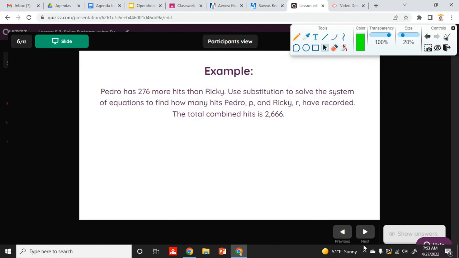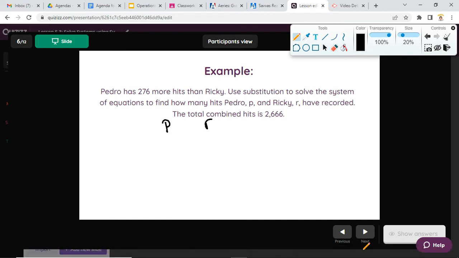Alrighty, so for my next example here, I have that Pedro has 276 more hits than Ricky. We want to use substitution to solve the system of equations to find out how many hits Pedro and Ricky have recorded, knowing the total combined hits is 2,666. So we're going to use a variable P and R here for Ricky. Notice how it tells us the total combined hits is 2,666.